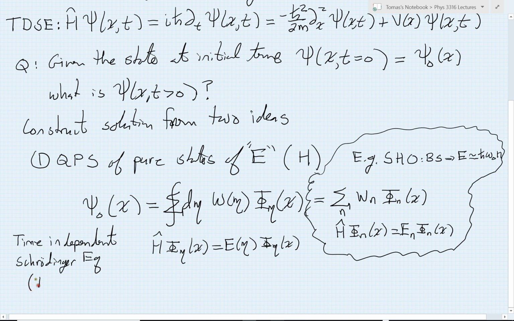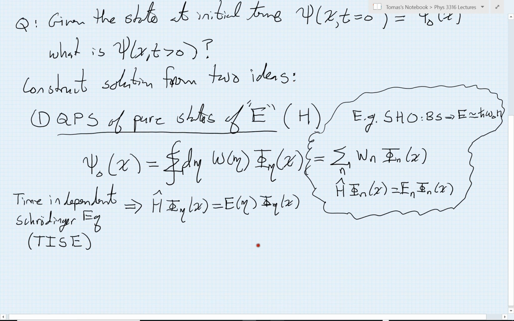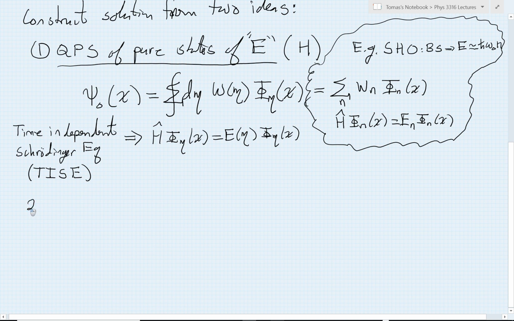It is sometimes abbreviated, or I will be abbreviating it, TISE, because that's really quite a mouthful to say and to write down, but that is what this equation is. And we use the solutions of this equation then to build up our quantum principle of superposition. So that's the first key idea in building up our general solution. The second idea has to do with now how these pure states evolve in time.